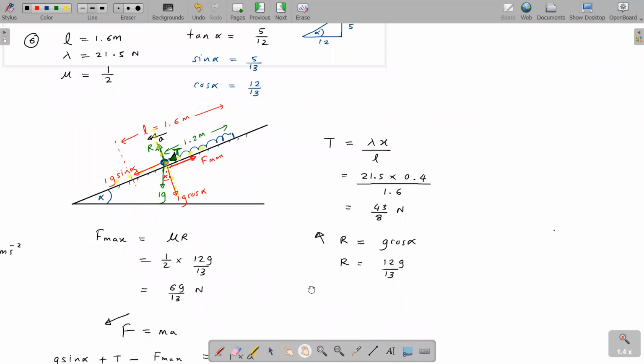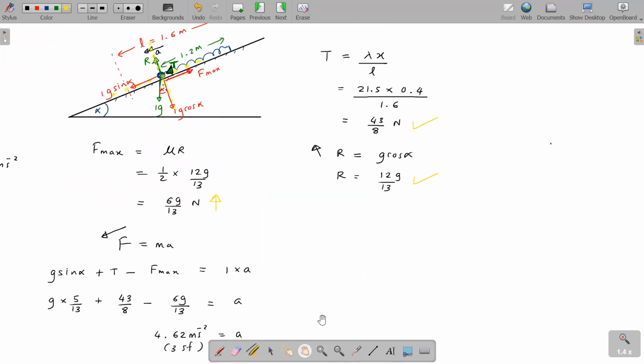If mu is bigger than half, what would change? Is the tension going to change? If mu is greater than half, is the tension depending on mu? No. The tension value stays the same. Normal reaction, is it going to change? G cos alpha? No. What is going to change? F max, mu R. If mu is bigger than half, you need to realize your friction will increase or decrease? It will increase, right? The friction value would increase.